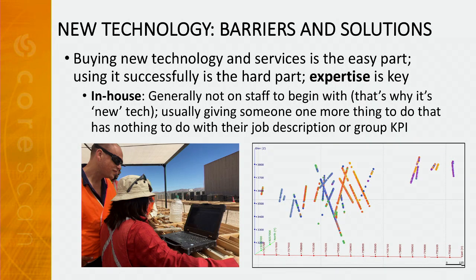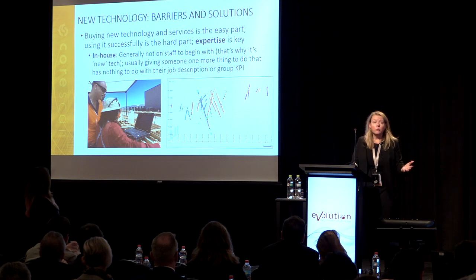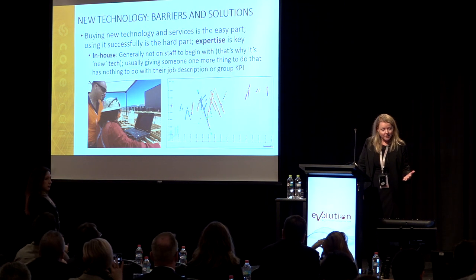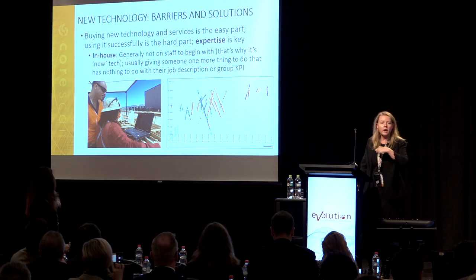Expertise. The final piece here is expertise, which is what I want to end on, is that the hardest part of bringing a new technology in is getting the expertise in your company in order to help you use it. So in-house, generally you don't have the staff to be able to do that. That's why it's new tech. And usually what happens is someone gets marked, even though they already have 500 other things to do, and they say, you're going to do Corescan now too. Guess what? Then it doesn't happen, because they've already got too many other things to do.